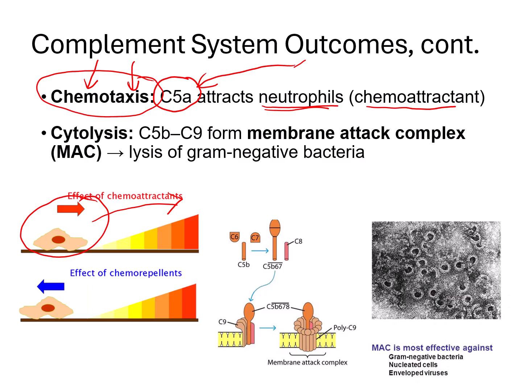And then finally, cytolysis is what we saw earlier. C5b activates the formation of that membrane attack complex made of C6 through C9 proteins, and that membrane attack complex looks like big holes in the cell membrane. It's especially effective against gram-negative bacteria since they have that outer lipopolysaccharide membrane.